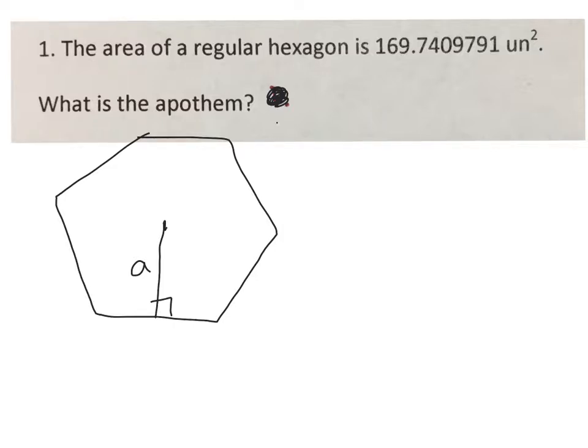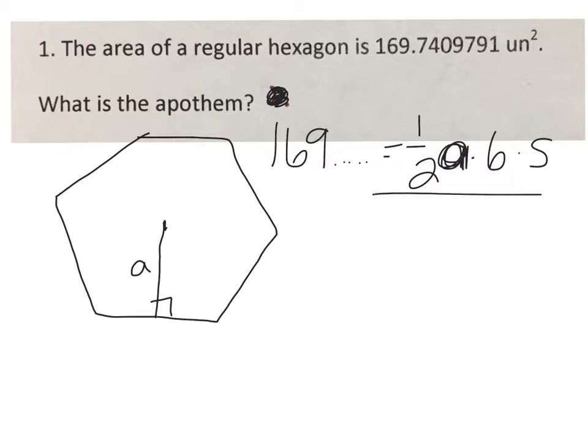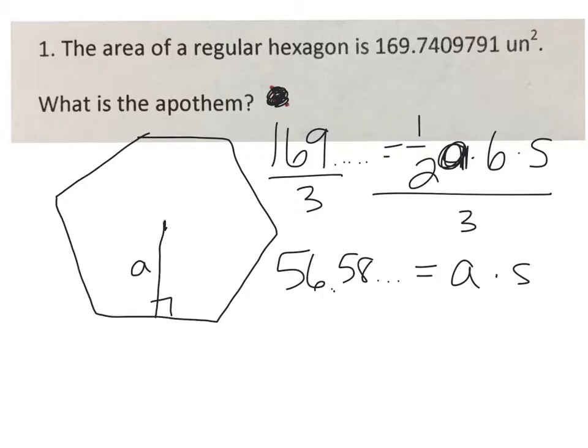So we start with the formula, 169 point blah blah blah equals 1/2 of the apothem times the number of sides times the side length. And we're going to solve this equation for A. So we'll start by dividing both sides by 3. So we have apothem times side length. Give me a second in the calculator. Divided by 3. 56.58 and a bunch of decimals.